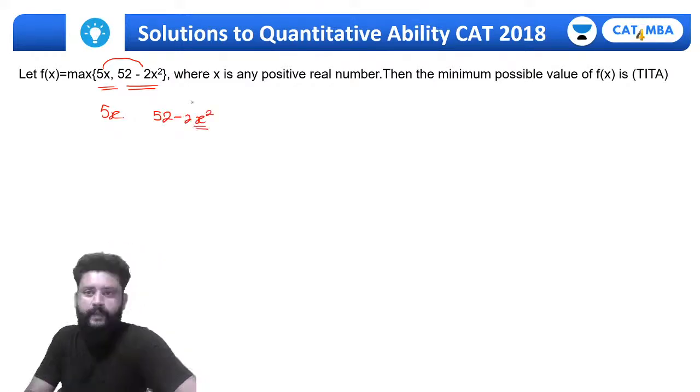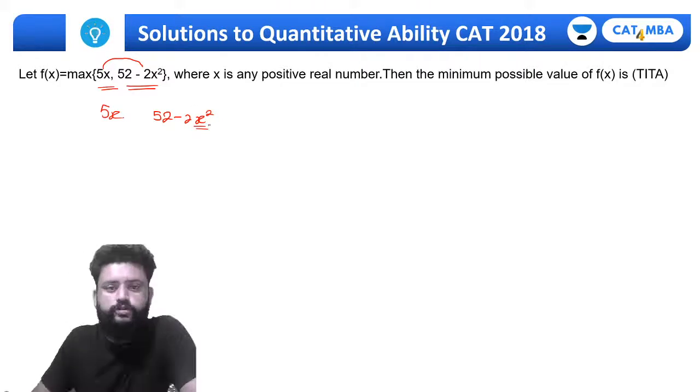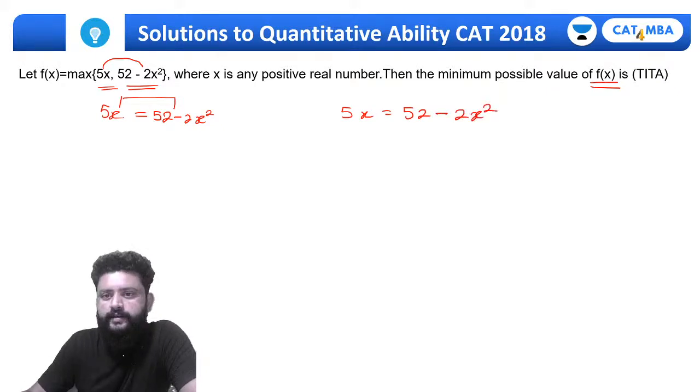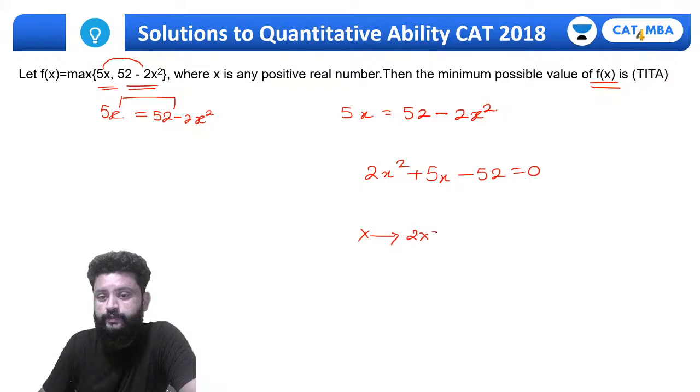So if we want the maximum of these two, what do we have to do? What is the minimum possible value of f of x? So how much can its value be, we want to bring it lower. So both of these should be close to equal. That simply I can say 5x is equal to 52 minus 2x², and simply I can write this as 2x² plus 5x minus 52 must be equal to 0. So tell me the numbers whose product is 2 into 52. 2 into 52 is 104 and the difference is 8.